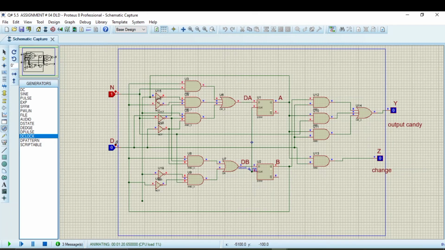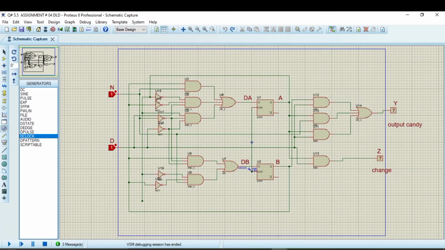So if I insert the nickel and dime, you will surely see that at the very first second, it is giving us the output of 1, which means that the output candy is appearing. But at the very next second, you can see that the dime and the nickel become 2, which means that 15 into 2, 30 cents, and it is giving us the change as well, and candy.